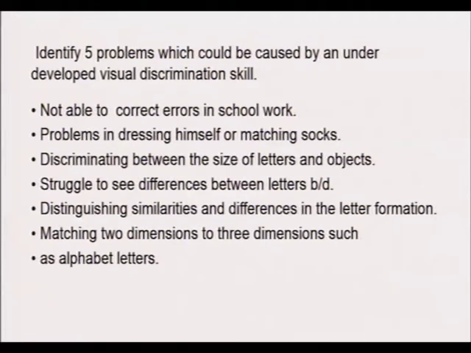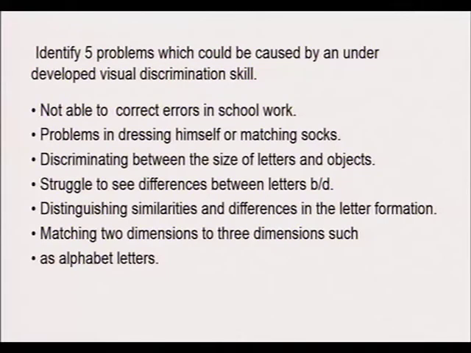Now, I want to emphasize this question also. Identify 5 problems, not activities, problems which could be caused by an underdeveloped visual discrimination skill. Not able to correct the errors in schoolwork, a problem in dressing himself or matching socks, even to button his shirt or unbutton it, discriminating between the size of letters and objects, then struggle to see the differences between the letters B and D, distinguish similarities and differences in letter formation.